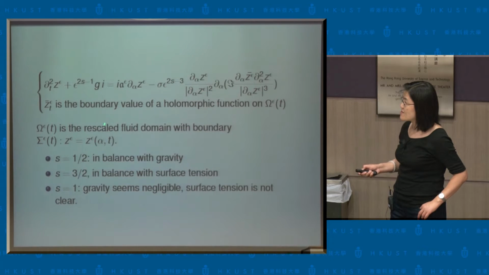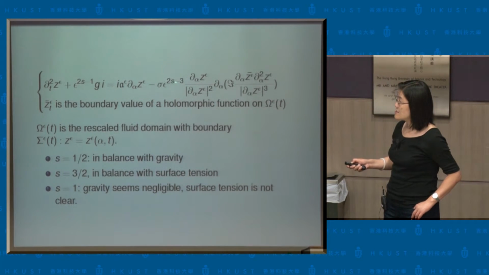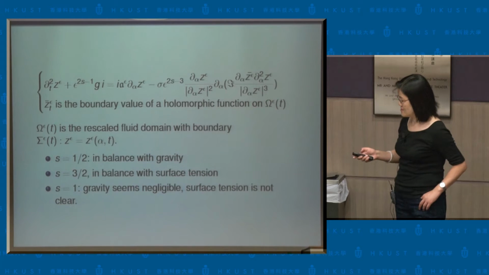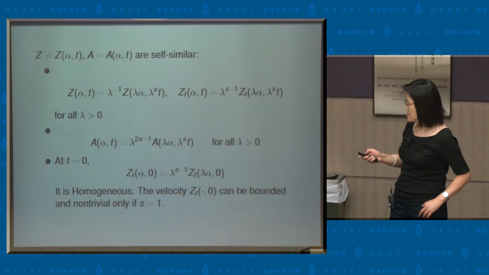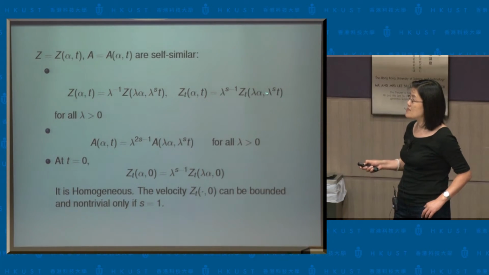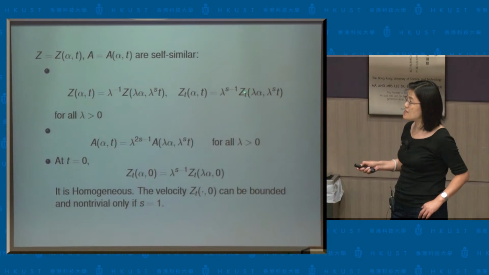Naively, we look at this: this term is in balance with that if s is equal to 1/2. And if we neglect this one, this term is in balance with that if s is 3/2. This is the surface tension term, this is the gravity term. But which one? It's difficult to say, we still don't know. But now we assume that we have a limiting profile. It's straightforward to check that the limiting profile has to be self-similar and obey this scaling law.